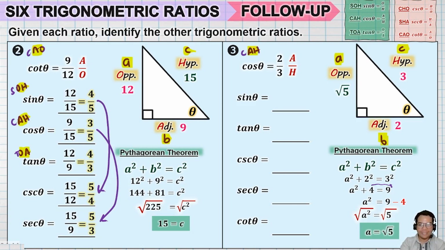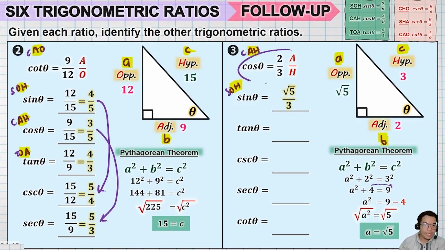We can now identify the following. Let's start with sine. So, what's sine? Opposite over hypotenuse. Sige. Square root of 5 over 3. Ang opposite side natin is square root of 5. Ang hypotenuse natin ay 3. So, opposite over hypotenuse.